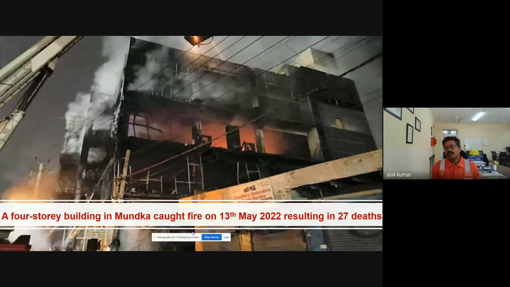We also have an emergency preparedness plan. Still, we are having 27 deaths in such an incident. Such deaths are not decreasing; they are increasing day by day. So from this picture, I would like to convey that we have a lot of safety measures on paper. We are practicing also, but we are lacking somewhere.